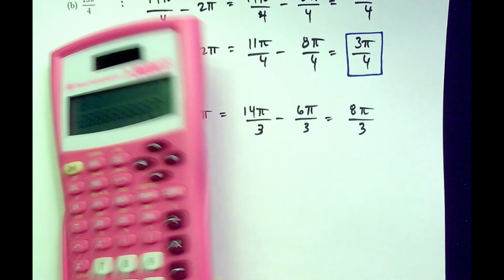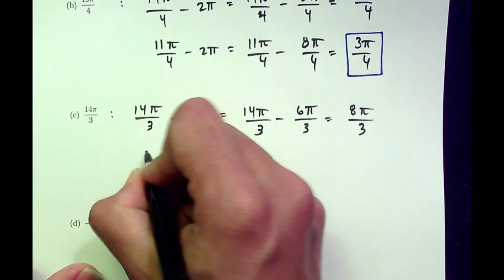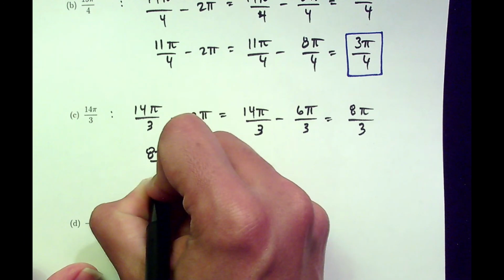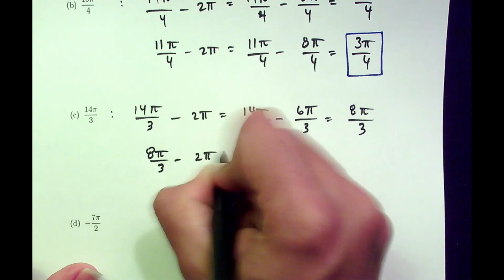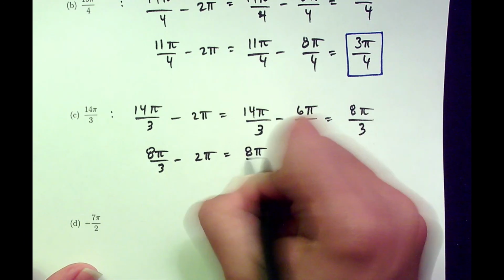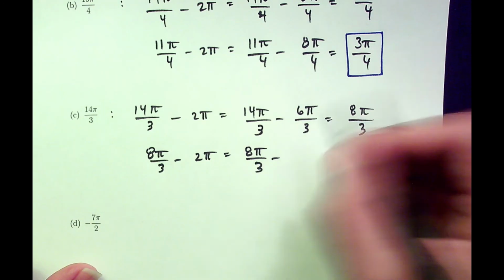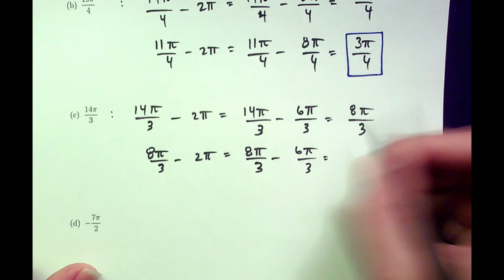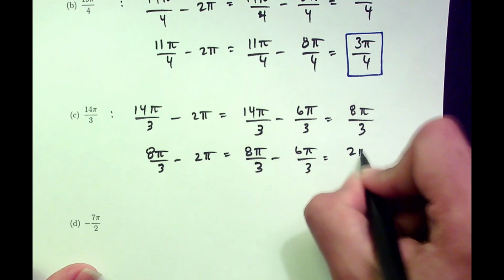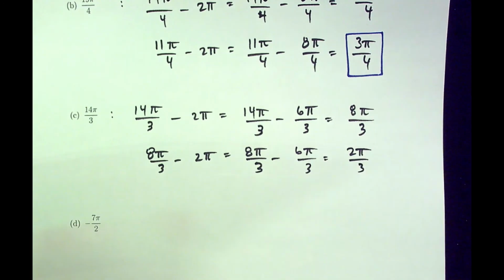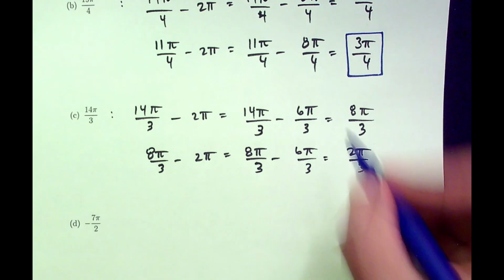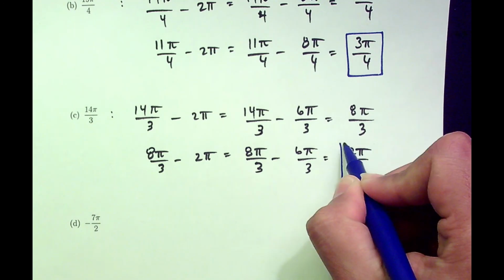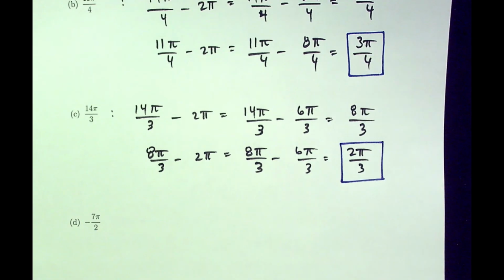So 8 pi over 3 minus 2 pi. Now, subtracting 2 pi is the same as subtracting 6 pi over 3. And then 8 minus 6 is 2. So that's 2 pi over 3. And now 2/3 is definitely between 0 and 2, which is what we want. That's smaller than 2 pi, because 2/3 is smaller than 2. Okay, and that's it.